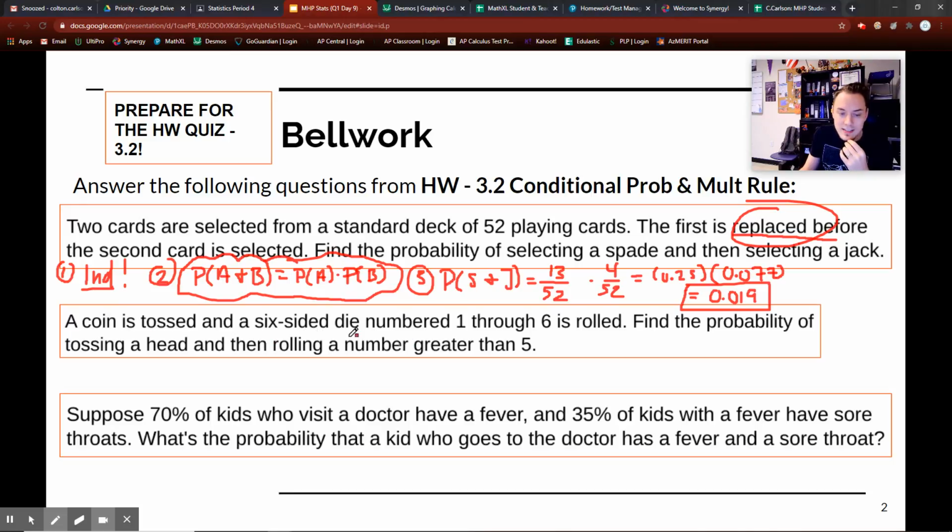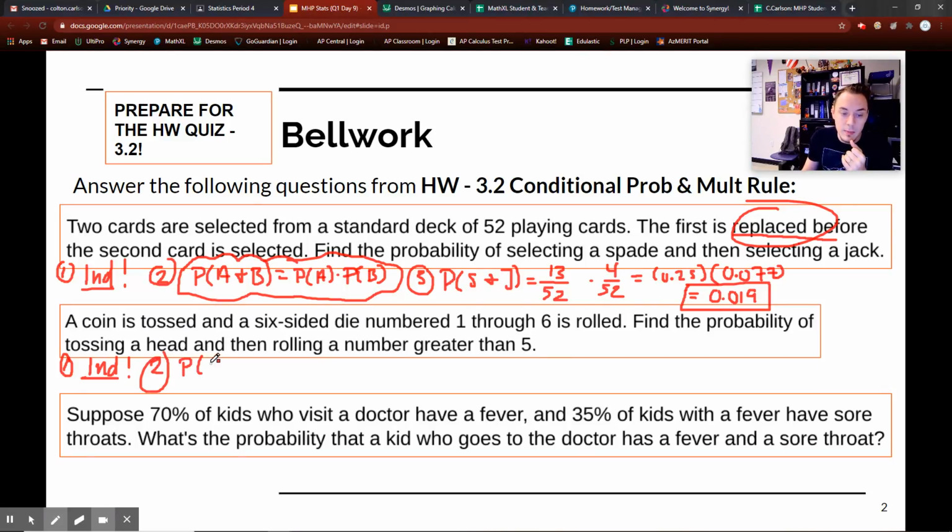A coin is tossed and a 6-sided die numbered 1 through 6 is rolled. First things first, I need to say whether or not it's independent or dependent. It is independent. Why? Because a 6-sided die has nothing to do with a coin being tossed. They don't affect each other at all. So it's independent. The second step is to write down my formula.